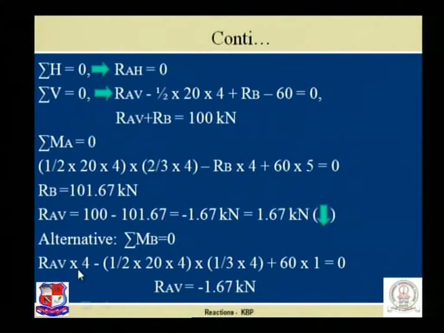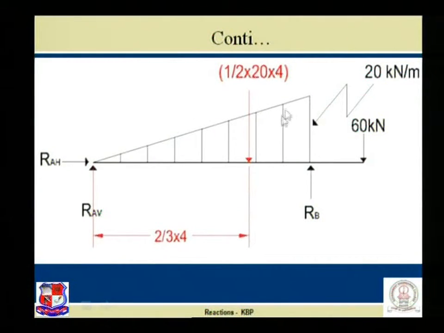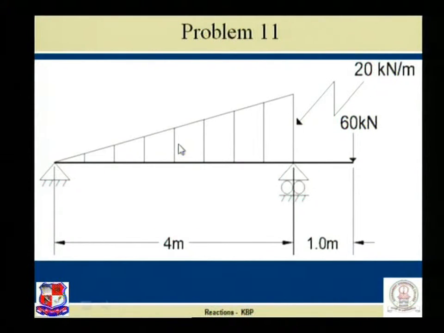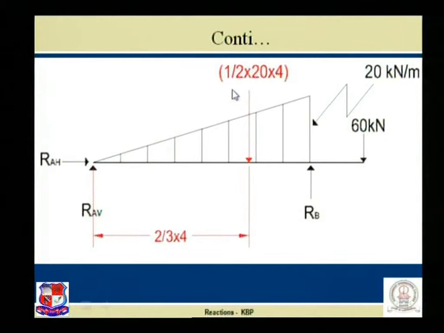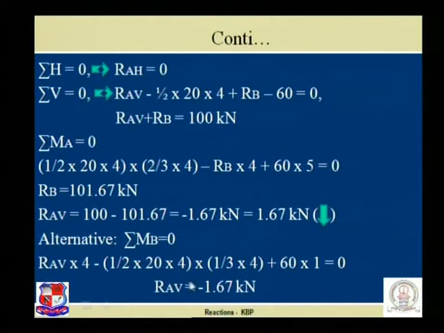Next one, this UVL: half into 20 into 4. This is the equivalent point load, creating a moment over here, so I have to take this distance. This creates an anti-clockwise moment. So minus sign: half into 20 into 4 into distance 1/3 into 4, with the negative sign.